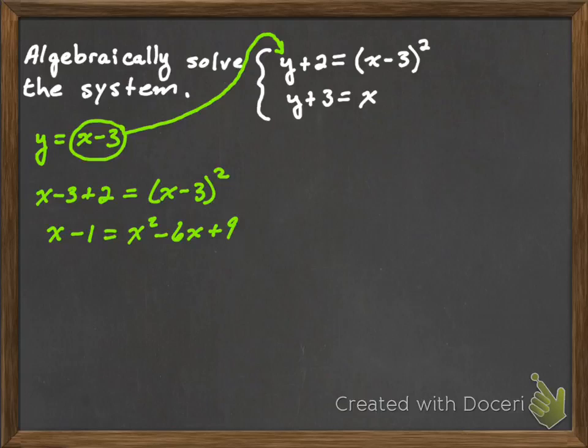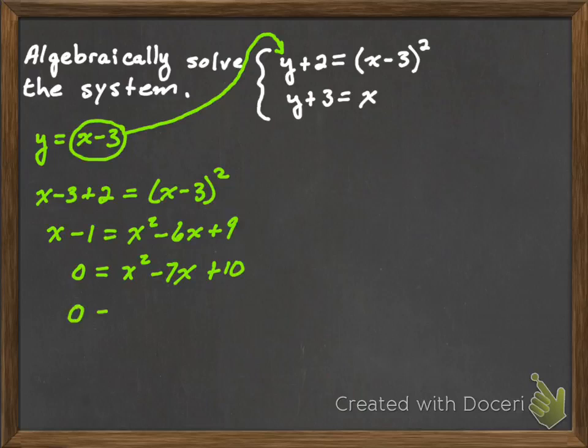Our next step is to set the equation equal to 0. Our x squared term, we want it to be positive, and it is positive just by keeping it on this side. So we're going to bring everything from the left side over to the right side. So that'll give us 0 equals, you're going to subtract the x over to here. So negative 6x minus x will give us minus 7x. And then we're going to add this 1 over to this side, giving us a plus 10. So we set the equation equal to 0.